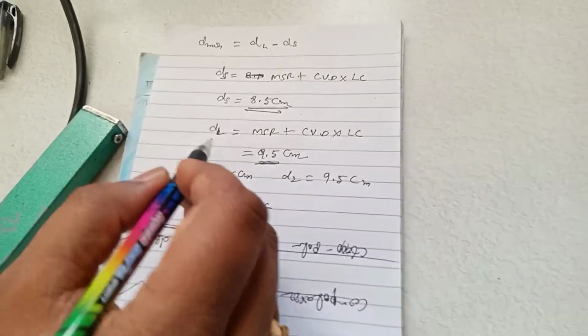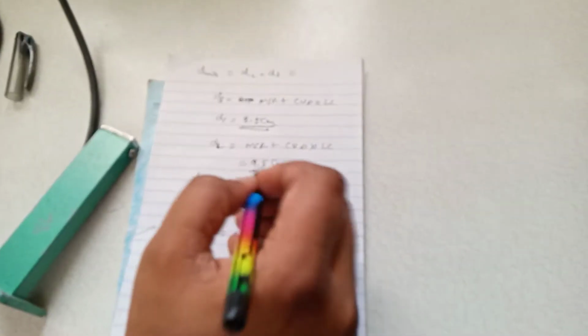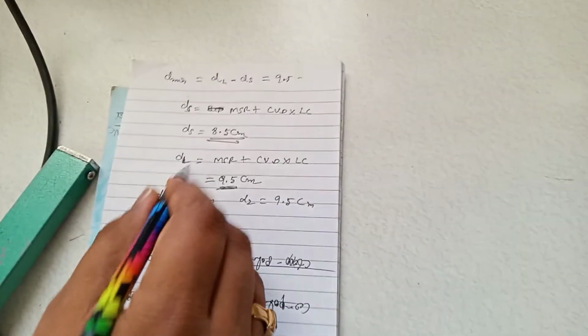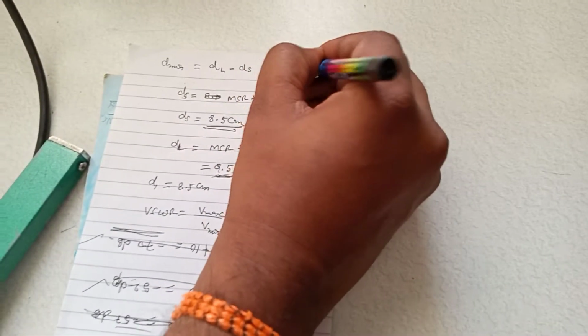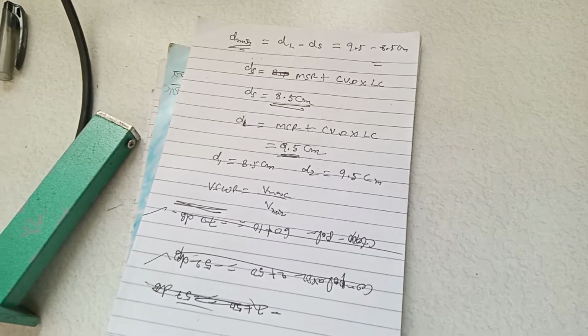After getting DS and DL, we have to find the D minimum distance. That is given by the formula DL minus DS. DL is the load distance, 9.5 centimeter, minus DS, the short circuit distance, 8.5 centimeter. If you subtract this, you will get the value of D minimum. One parameter I find in the tabular column is D minimum.